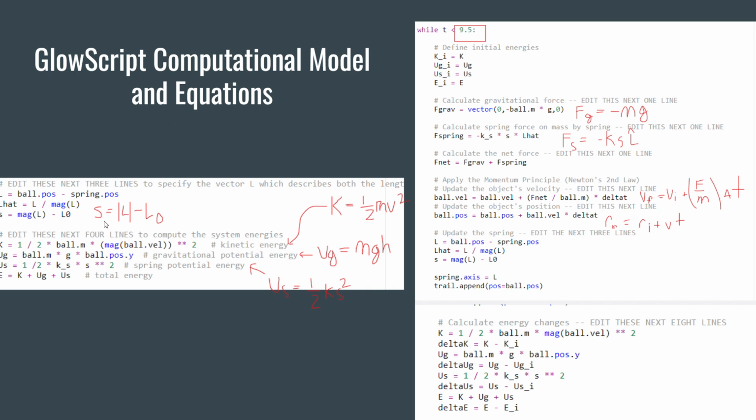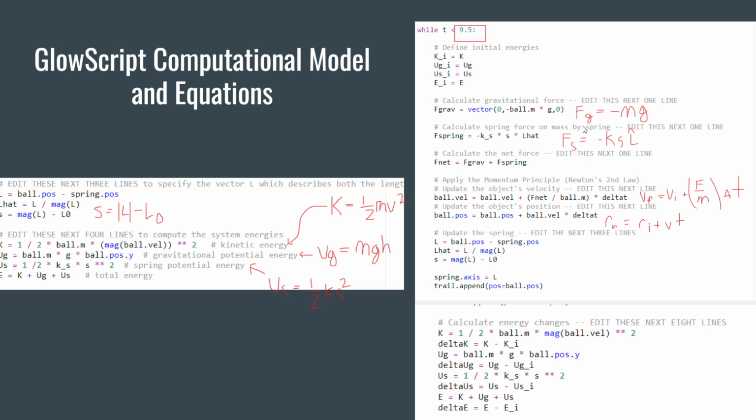Here I'm just saying that s is L minus L naught. Kinetic energy is 1/2 mv squared. Potential energy is mgh for gravity. And potential energy of a spring is 1/2 ks squared. And then over here, I changed the time to 9.5 because that was the last time in our model.